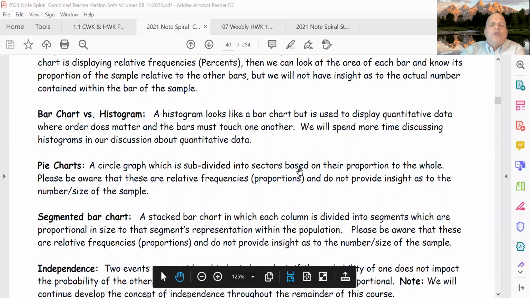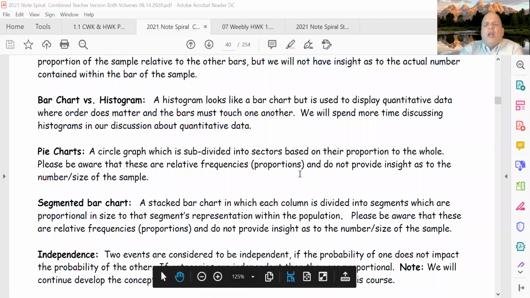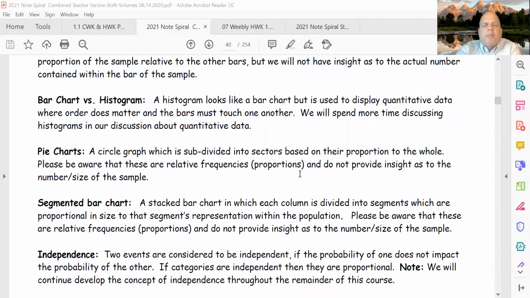And then we have segmented bar charts, which is a bar chart in which each column is divided into segments representing a percentage or proportion of that segment's representation in the population. We will look at that in just a moment. These are relative frequencies, and they do not provide insight as to the number and size of the sample. Each bar will be the same height at 100%. However, within the bar, the segments can differ substantially.